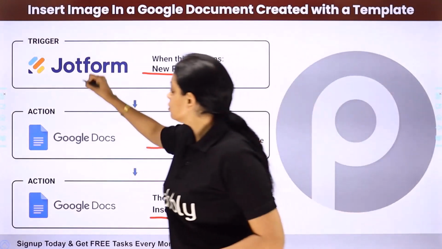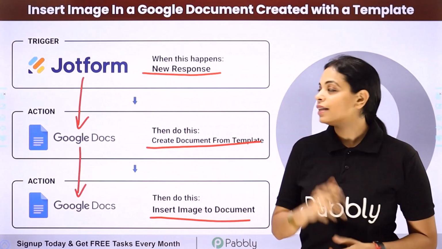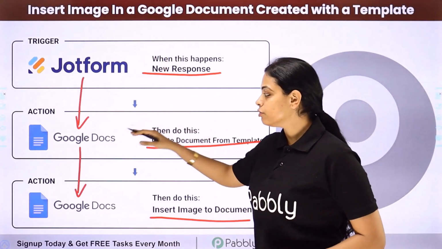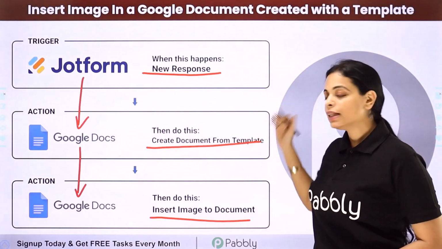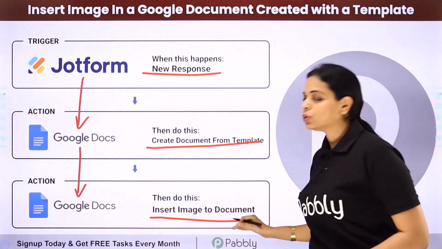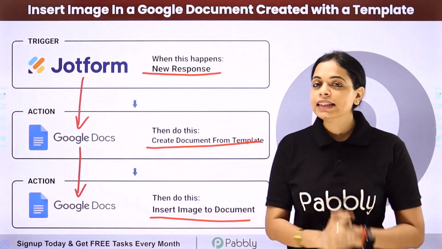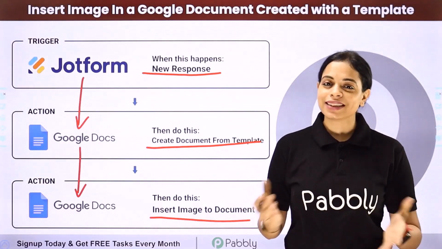For this, we will be integrating these applications and we are going to do so using Pabbly Connect. So here my trigger application will be Jotform. My action application will be Google Docs, where first I'll be creating a document from template and then I'll be inserting the image to the same document. Now, how can you do this yourself? Integrate and automate this entire process. To understand that, let me take you to my screen.